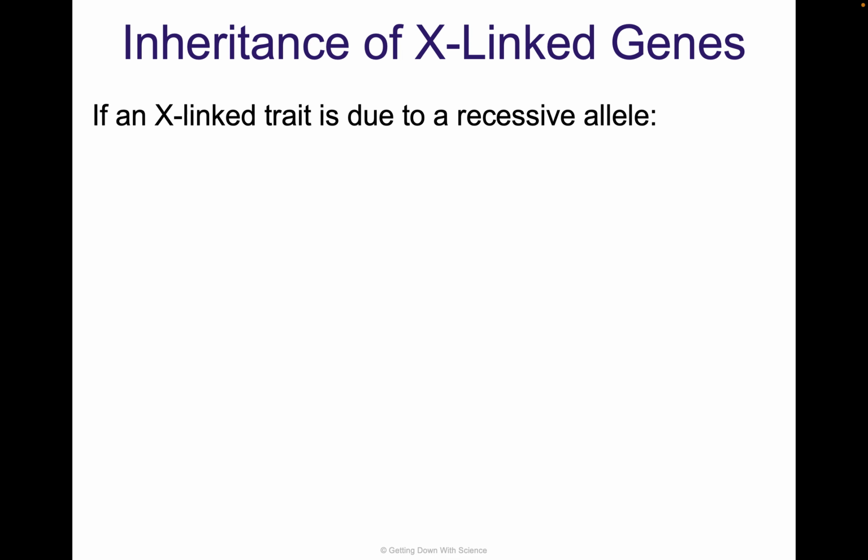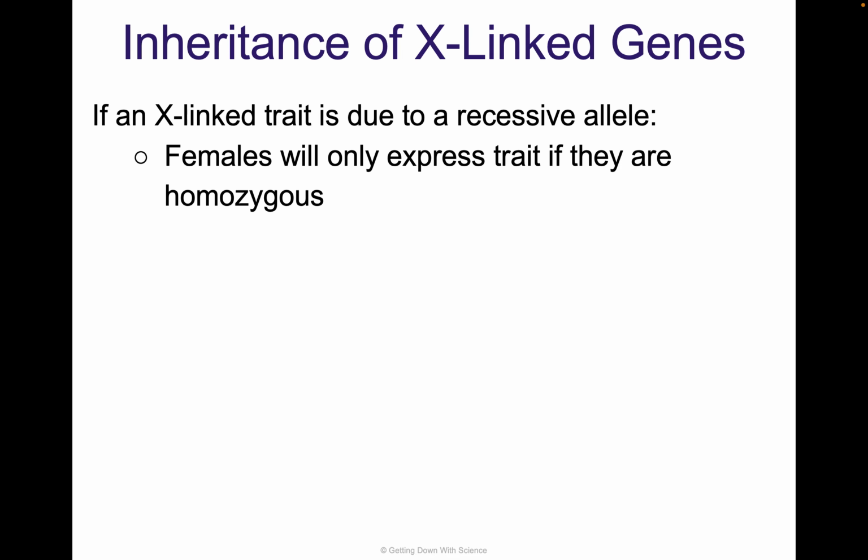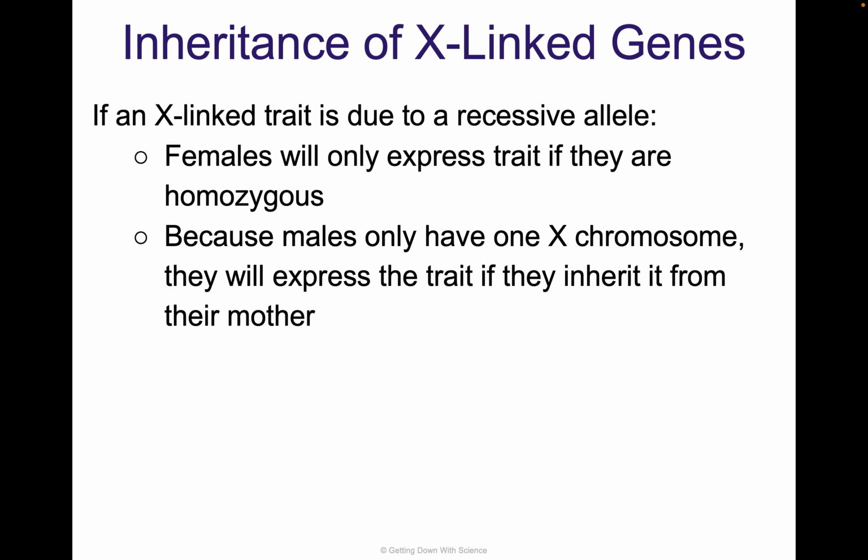Okay, so if an X-linked trait is due to a recessive allele, females will only express it if they are homozygous for that trait. That makes sense. We have two X chromosomes. If only one of them is a recessive allele, then it's going to be blocked by the other. Because males only have one X chromosome, they will express that trait if they inherit it from their mother.